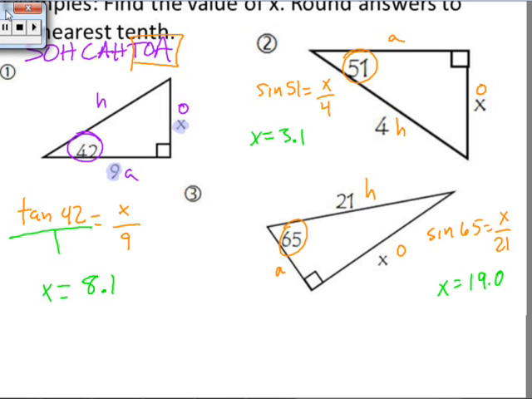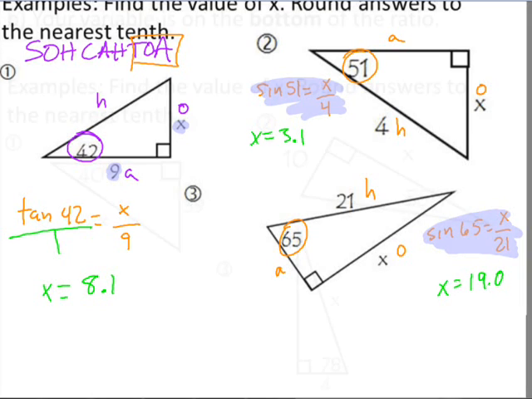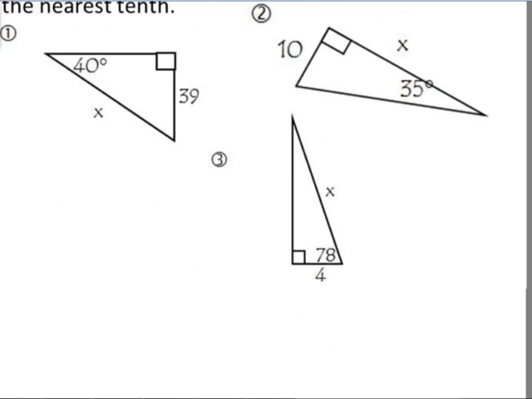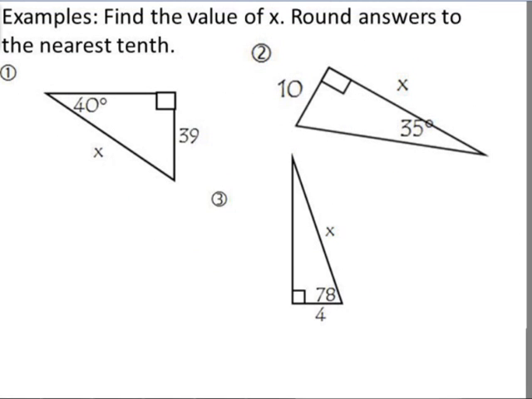All right, so there are your answers for numbers 2 and 3. Hopefully you got those. If you didn't, check and make sure that your setup is the same as ours. Here's our setup for number 2 and our setup for number 3. Usually the mistakes are made either with the setup or there's some sort of calculator error. All right, let's take a look at what's next. So sometimes our variable is on the bottom of the ratio, and that doesn't really change anything other than one step in how we solve. So let's take a look at number 1. Here's my angle.